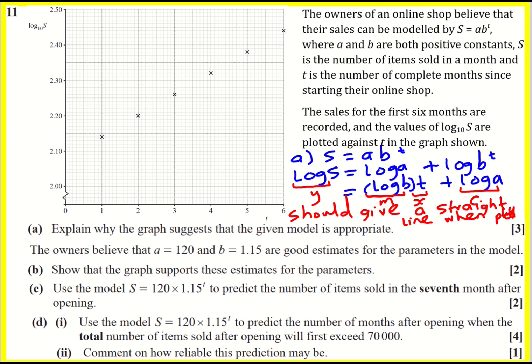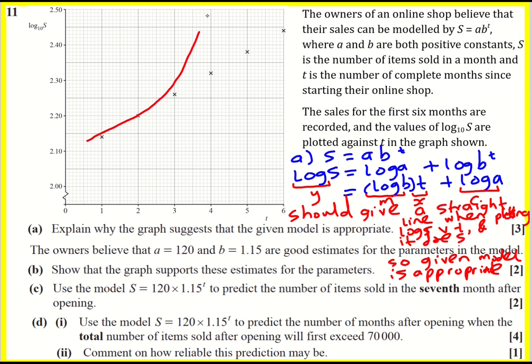When plotting log s versus t, and it does. So the given model is appropriate. Whereas if you got something that wasn't a straight line, maybe it kind of curved up like that, then it wouldn't be an appropriate model because it wouldn't actually go with y equals mx plus c.